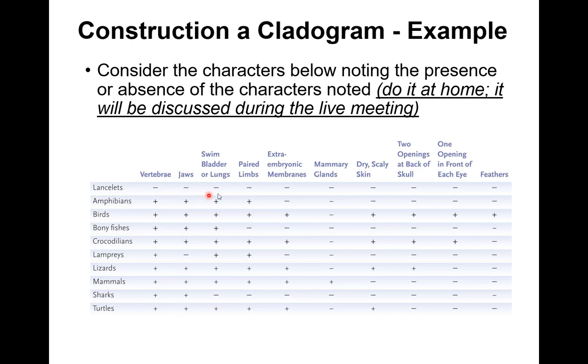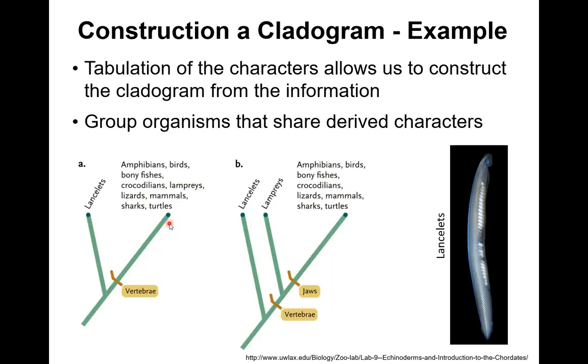This is the other derived character we are looking at. And so you can follow that and slowly branch out different organisms, creating your cladogram, and building smaller and smaller clades, which could then also be used to classify these organisms using the PhyloCode.